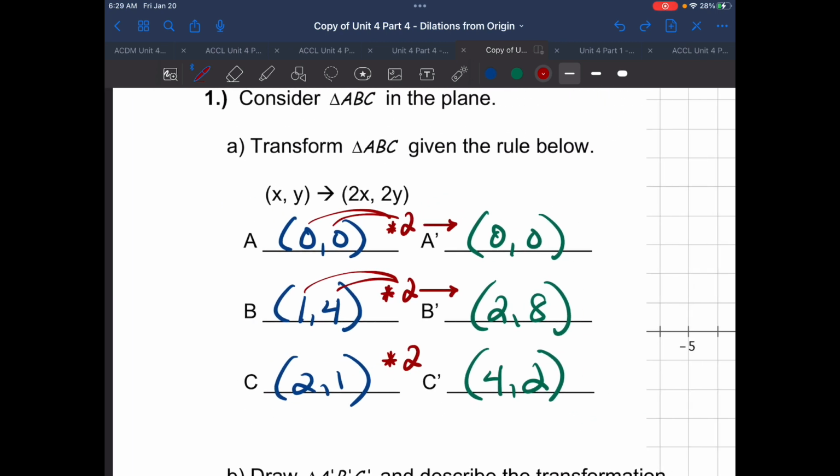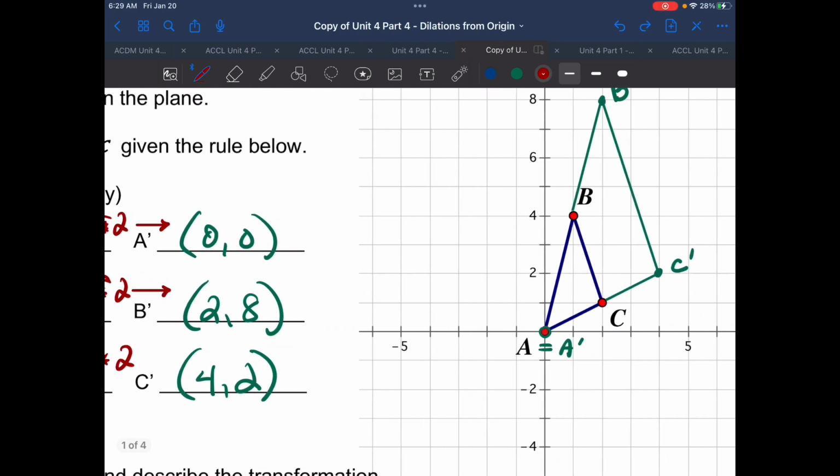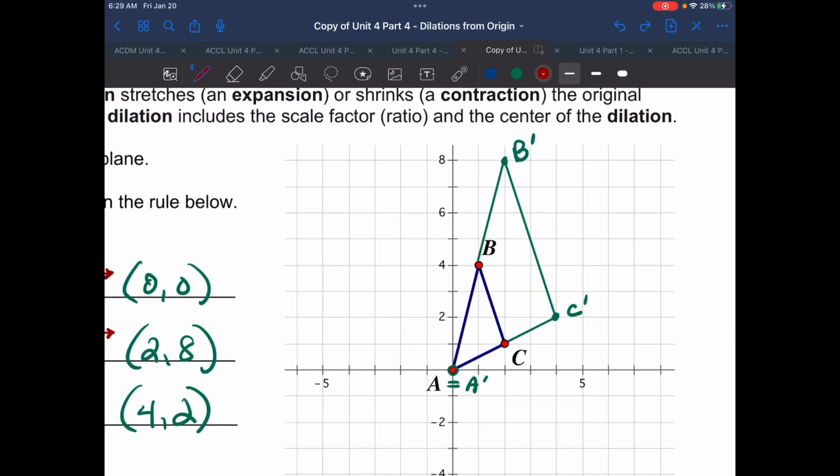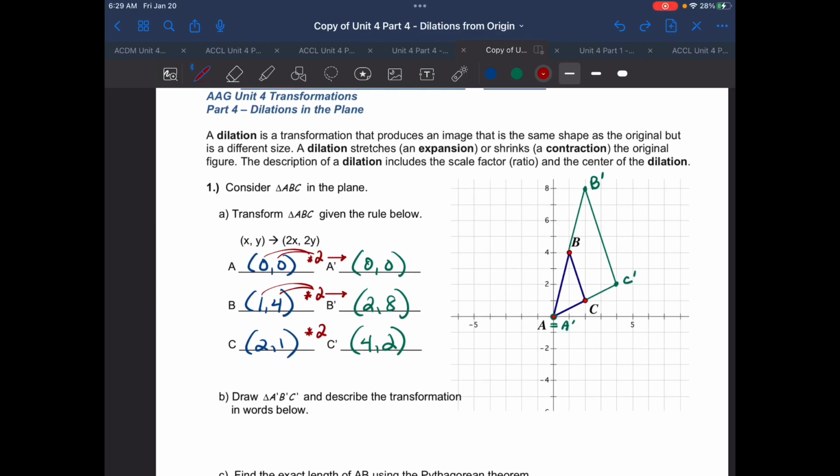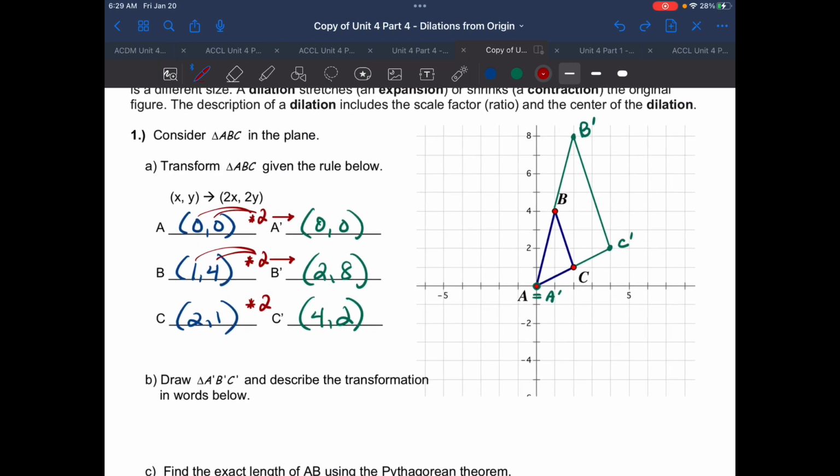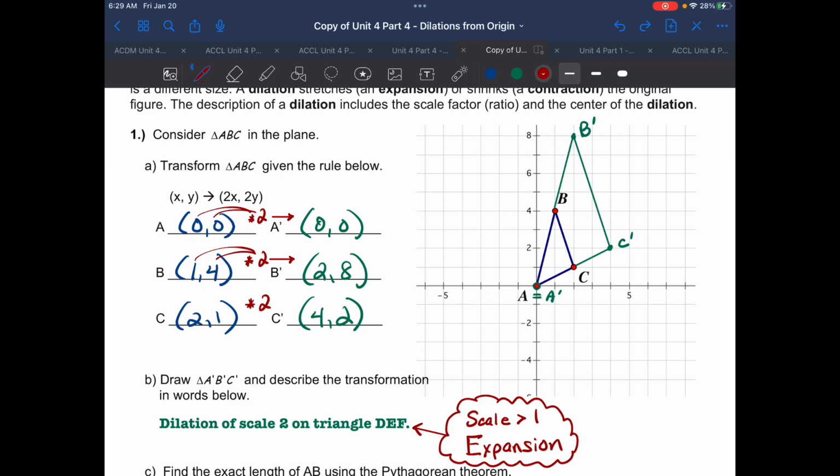Now, if we take a look at our graph and draw our picture, you'll notice that this figure, triangle ABC, got larger by the scale of 2, right? So in this case, since the scale factor is 2 and it's a number that is more than 1, we're going to have an expansion.